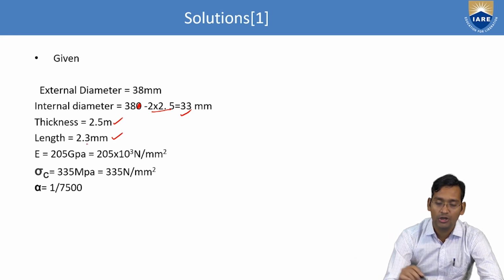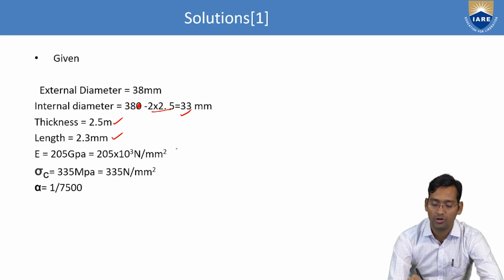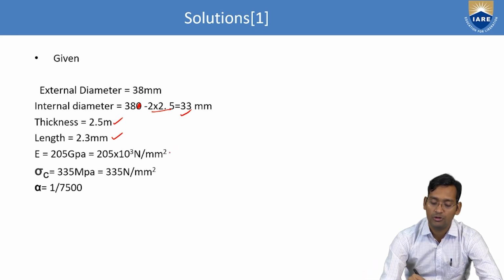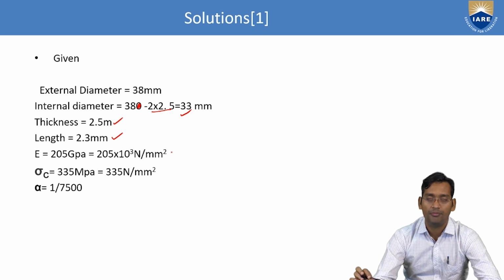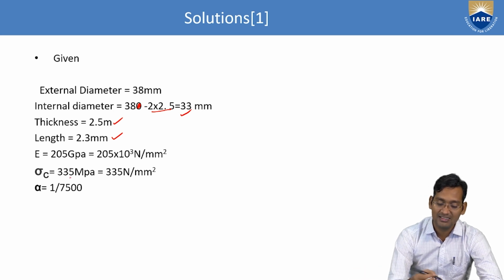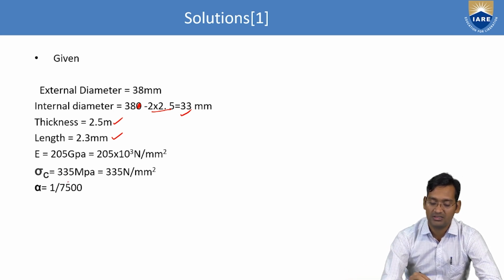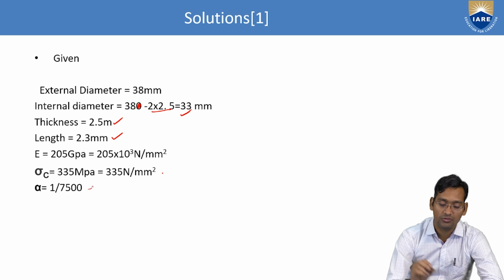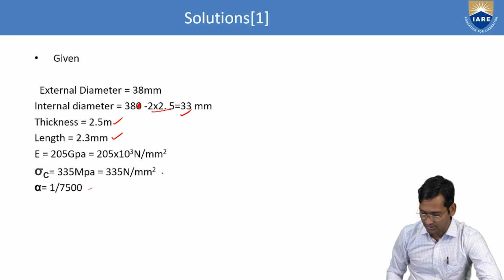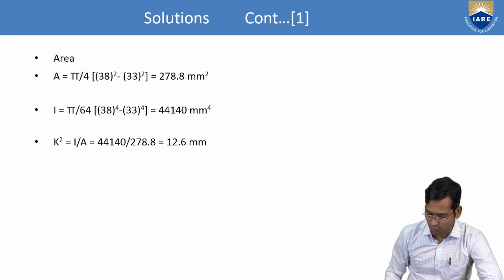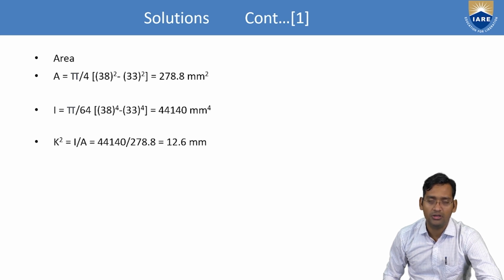Now E is given as 205 gigapascal. After converting into Newton per mm square, it's 205 into 10 to the power 3 Newton per mm square. Sigma C is given as 335 megapascal, that is 335 Newton per mm square. And alpha is given as 1 by 7500. Now whatever is required, just find according to the formula.